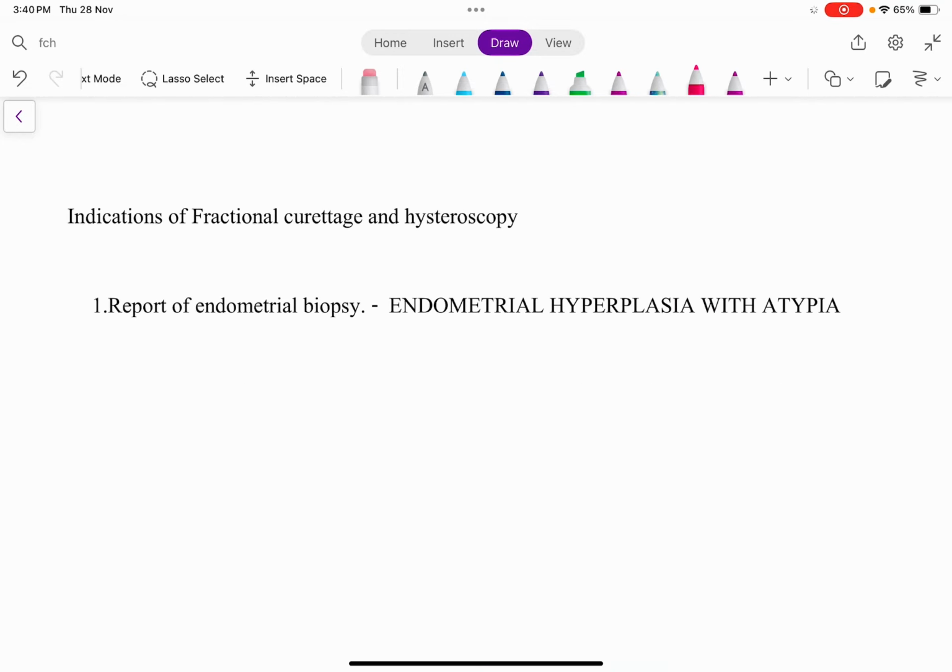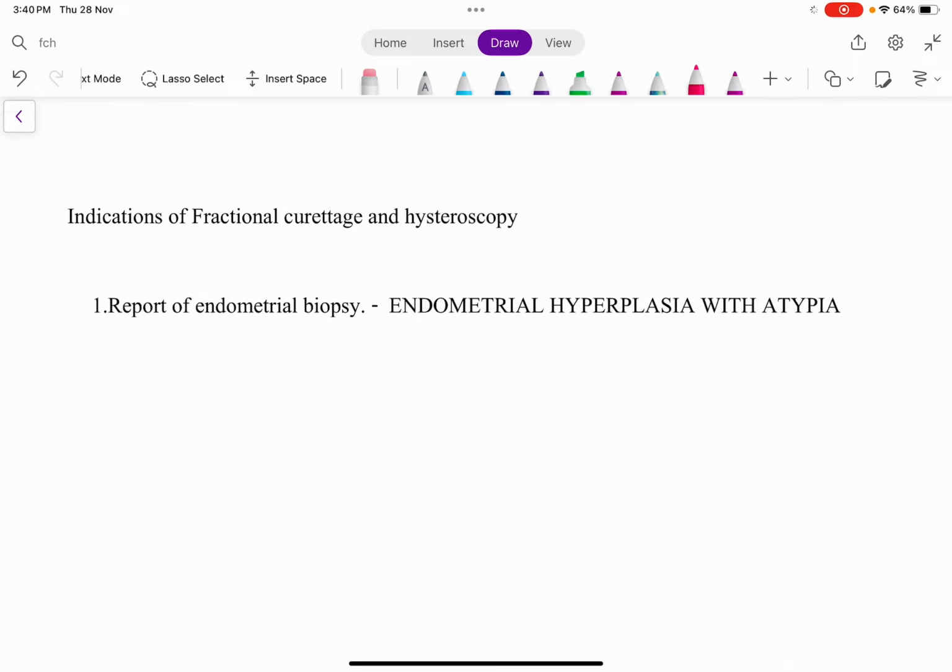Now, what is the indication of fractional curettage and hysteroscopy? I told you that any patient coming to you with complaints of abnormal uterine bleeding, you're going to do UPT. If UPT is negative, you're going to order an ultrasound. If in the ultrasound the endometrial thickness is increased, or if she is a female more than 40 years of age, or if she is a reproductive age group female and her endometrial thickness is more than 12 millimeter, right? In all such cases, you have to do endometrial sampling, because you need to assess the endometrium for any endometrial hyperplasia. So you will do the endometrial biopsy.